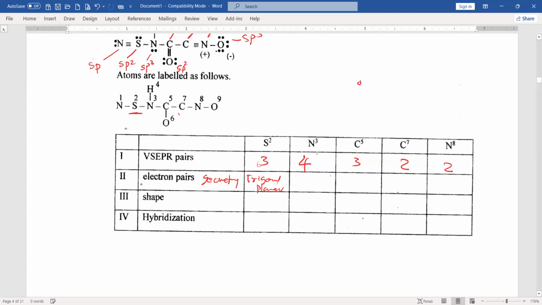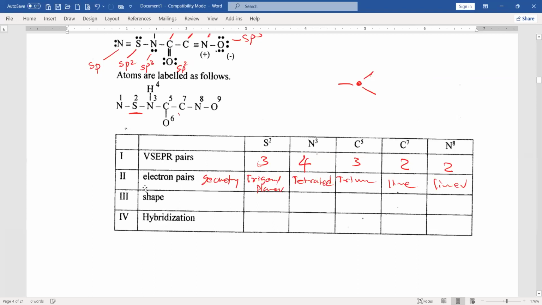Fine. This is the center atom. There are 3 other electron pairs. So then they will arrange around the central atom so as to minimize their repulsion like this. So it is trigonal planar. Here it is tetrahedral. And here it is trigonal planar. Again, here linear. Here also linear.